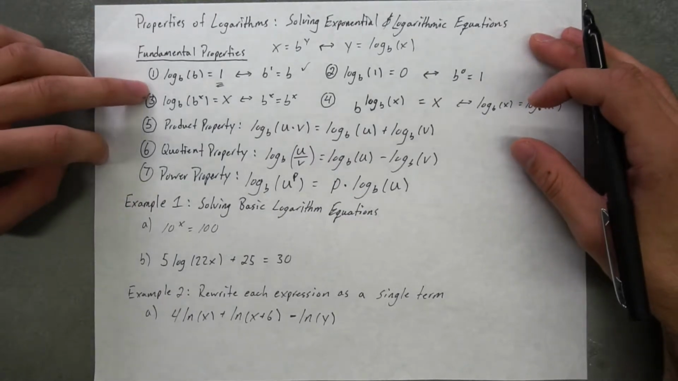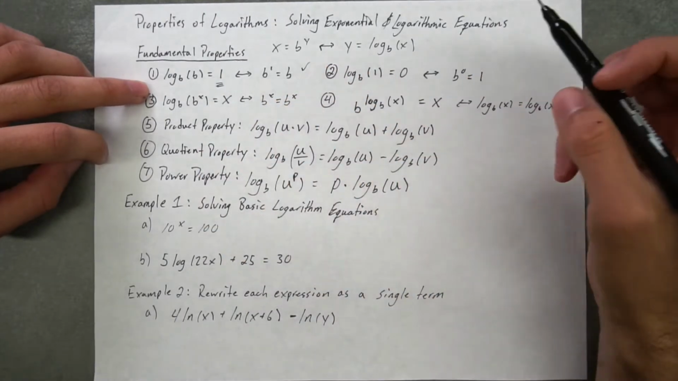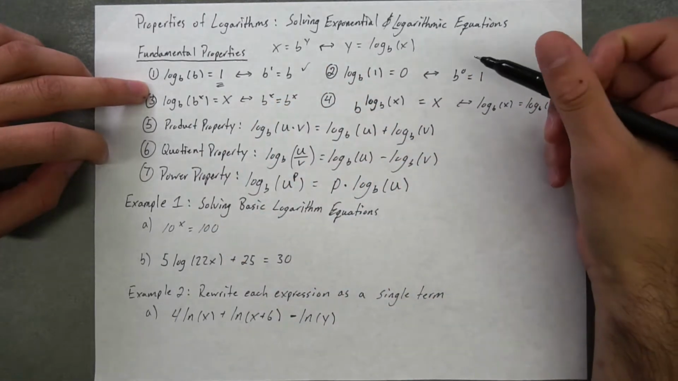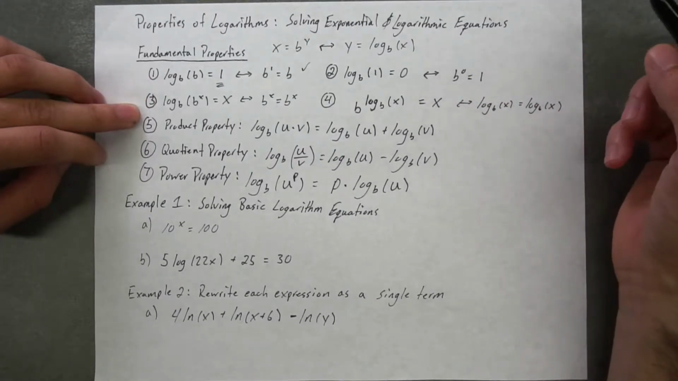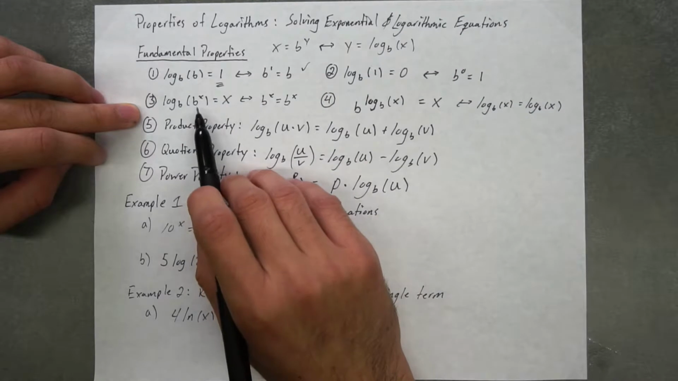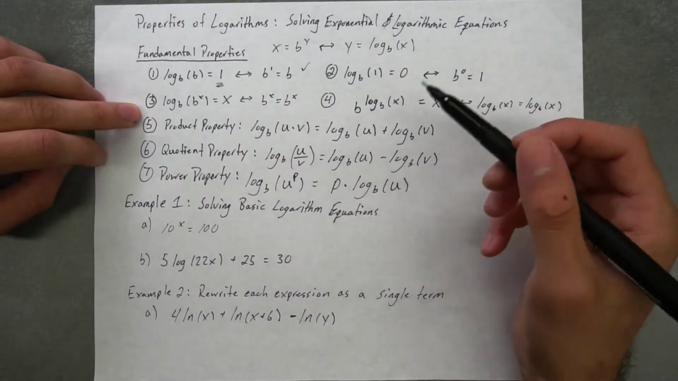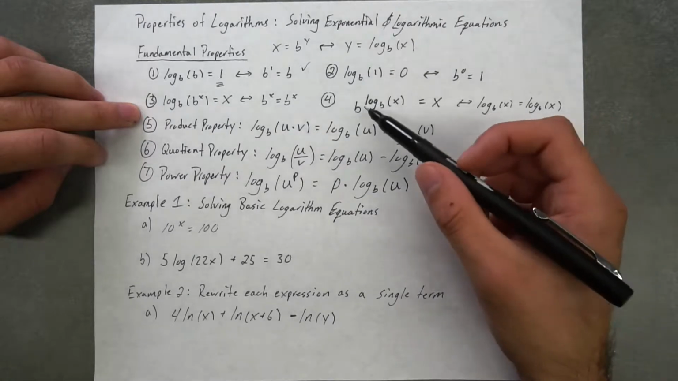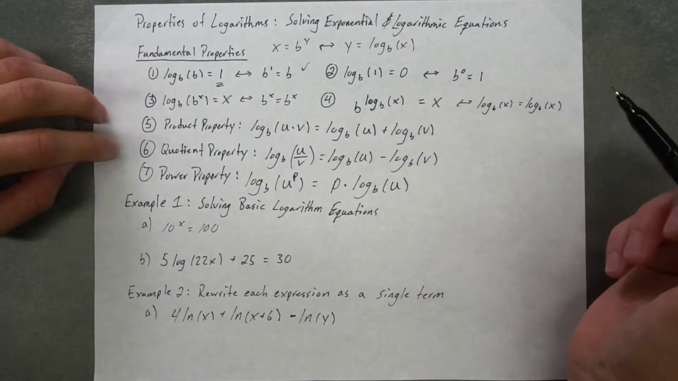The first one is log base b of b being equal to 1, and the second one is log base b of 1 is equal to 0. Third, we have log base b of b to the power of x is equal to x. The fourth one, we have b to the power of log base b of x, and that's equal to x.